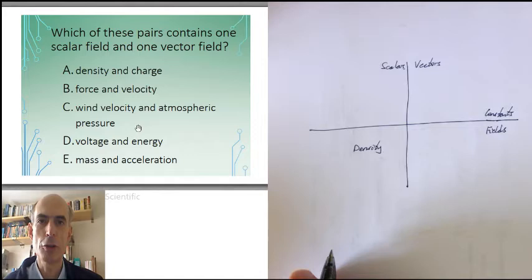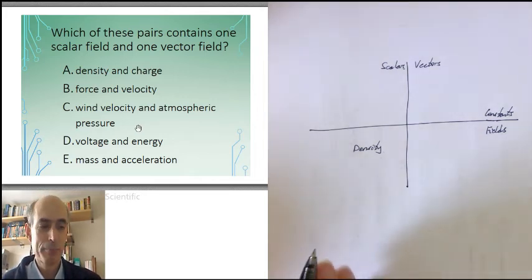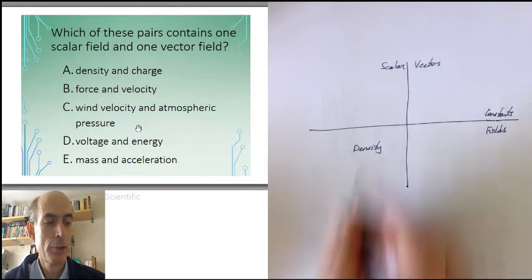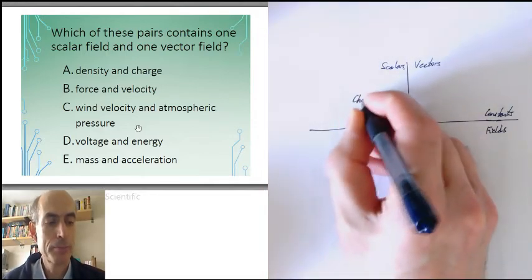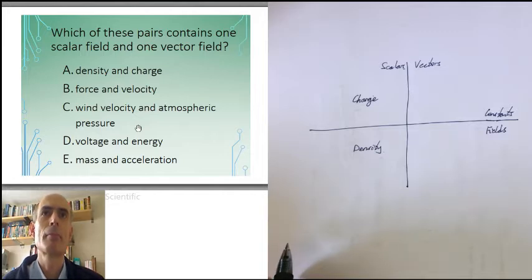Next, charge. Charge is like mass. If an object has a charge, it will have that charge no matter where in the universe it is. And charge, just like mass, doesn't have a direction. So that puts charge up here. Charge is a scalar constant.